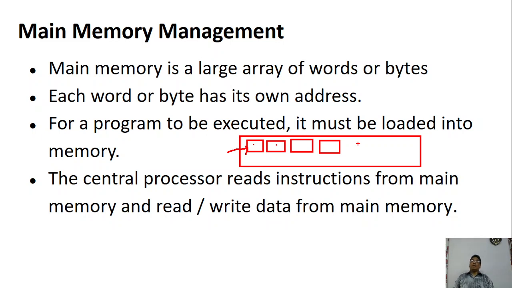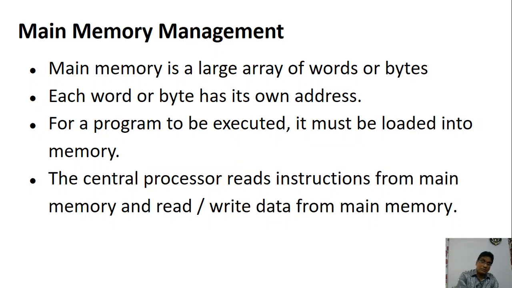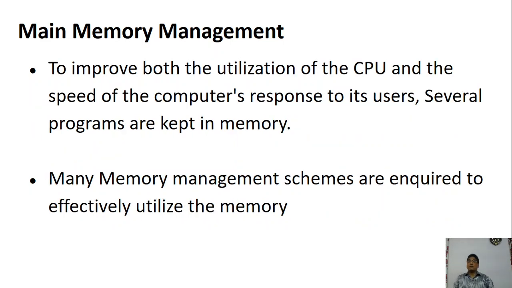If you want a program to be executed, it has to be first placed in the RAM. If the program is not there in the RAM, the CPU will not be able to access its instructions nor the data. So the first thing any program has to do if it wants to run is to be brought to the main memory. From the main memory, the CPU will read the instructions, and the CPU may read and write the data, depending on how the program works.